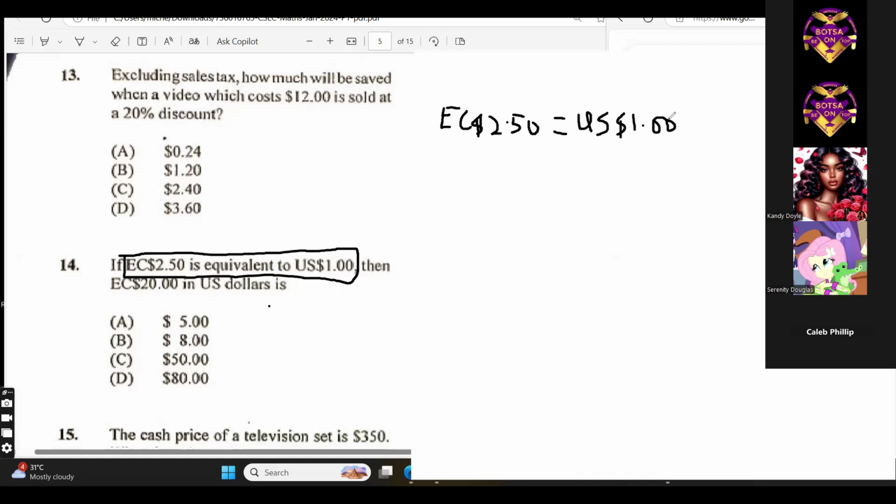not US, EC $20. So since they want us to find the US amount for the EC $20, the first thing I will do is find for one EC dollar. So how much US will I get for one EC dollar? So all you have to do, looking at the equation, is think to yourself, what do you need to do with this number for it to become one? It's either between multiplication or division.